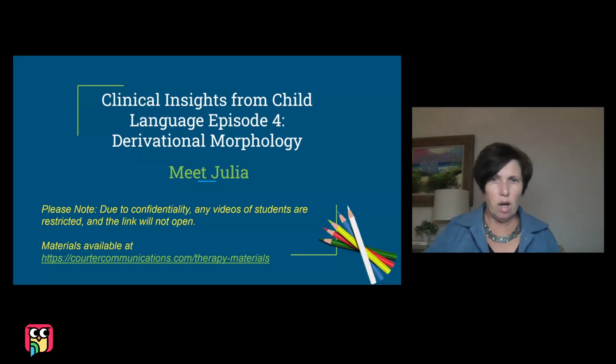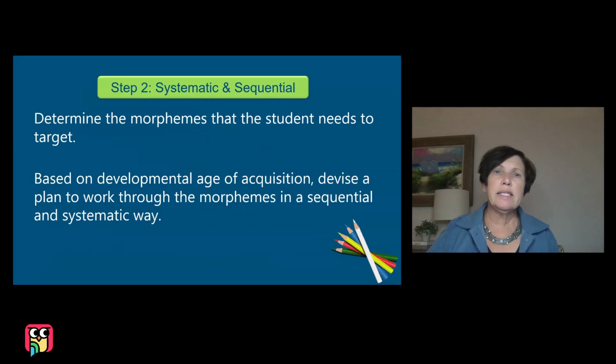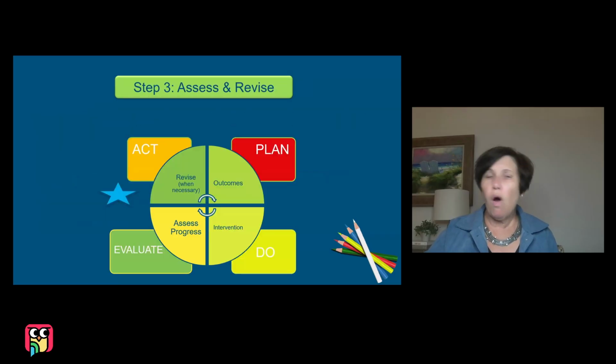The next thing we're going to talk about is that systematic sequential instruction. Again, determine what morphemes you're going to work on. I stick with the most common prefixes and suffixes, and then move through those in a developmental order. The next step, as we all do in therapy, is that step 3 is we're constantly assessing and revising what is working and what is not working.